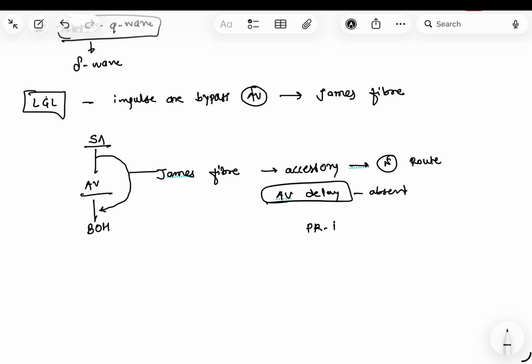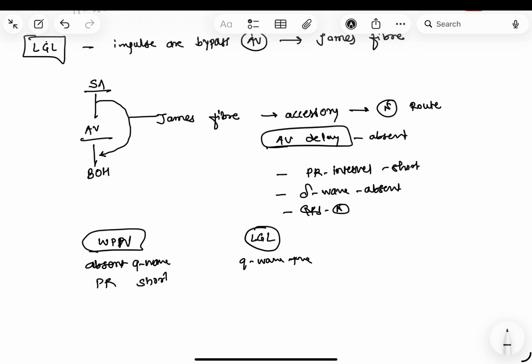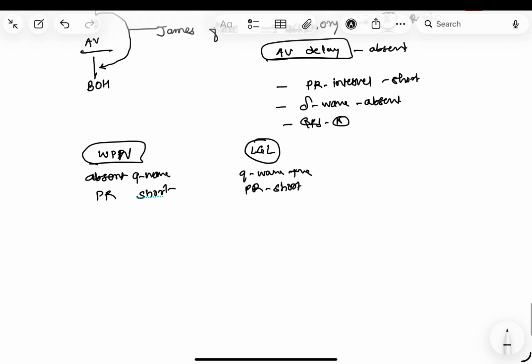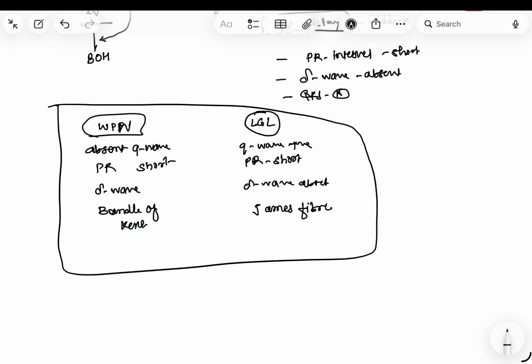So what do we get? We will get a short PR interval, delta wave absent, QRS normal. So the difference between LGL and WPW syndrome is that WPW syndrome will have absent Q wave, while in LGL syndrome Q wave will be present. PR interval will be short. There will be delta wave absent. Here there is a bundle of Kent and here is a James fiber. So this is WPW syndrome versus LGL syndrome.